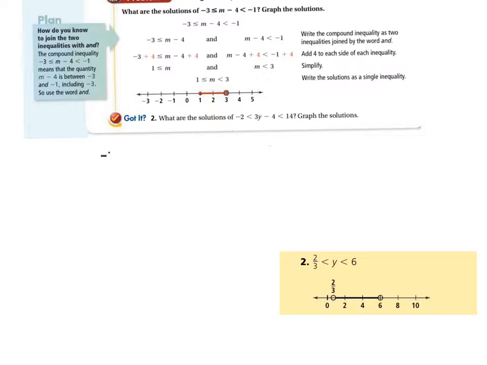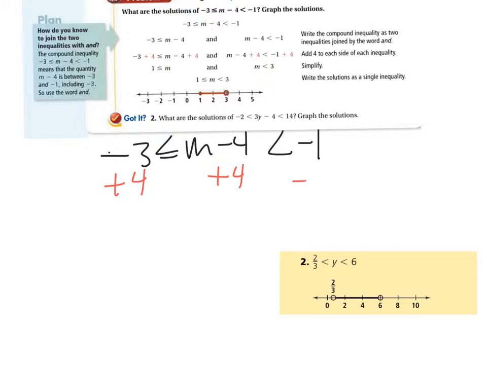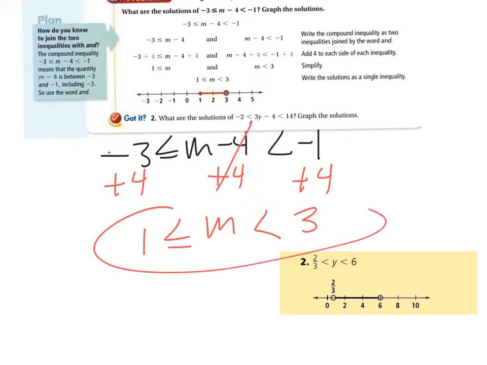So you're going to have -3 less than or equal to m minus 4 less than -1. Again, only with the ands. And you got to watch that whole division with negative things, multiplication and division with negatives. I don't have that in this, though. So I can say +4 on all three sides. -3 plus 4 is 1, less than or equal to m, because this cancels out, less than 3. So obviously, it's between 1 and 3. The 1 is a filled-in dot on my graph. The 3 is an open dot, and it's everything in between there.